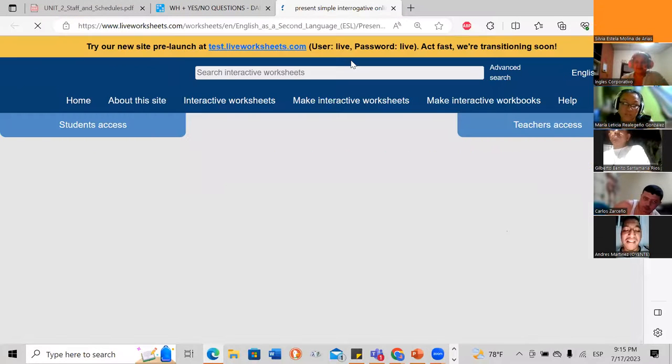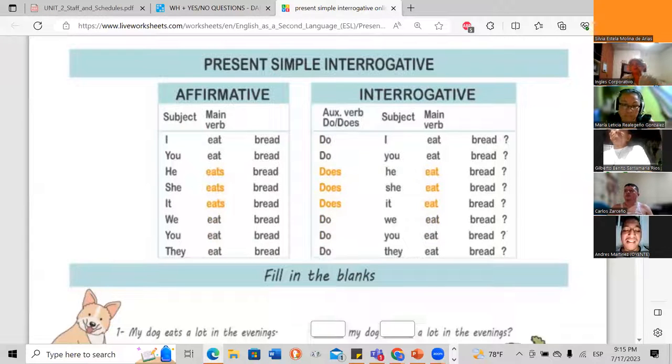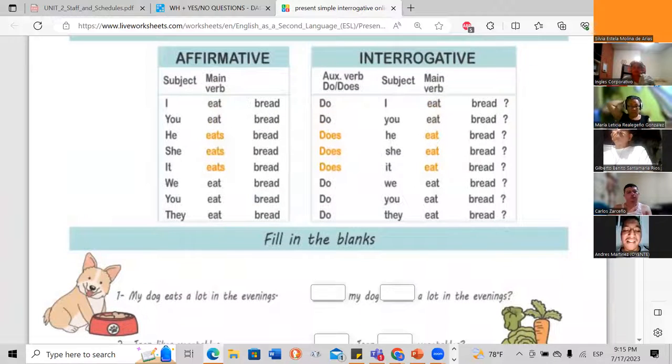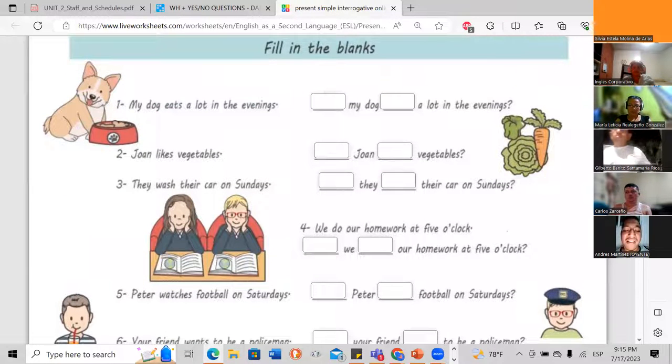Okay, I have here another exercise. We're going to make a brief review, simple present, interrogative. We have affirmative and we have interrogative. We know how to create a question using do or does, because we have been practicing, but some of you need to continue practicing this, because I see that you are missing some structure, how to create a question. Here we have the sentence: my dog eats a lot in the evenings. How are we going to create the question?